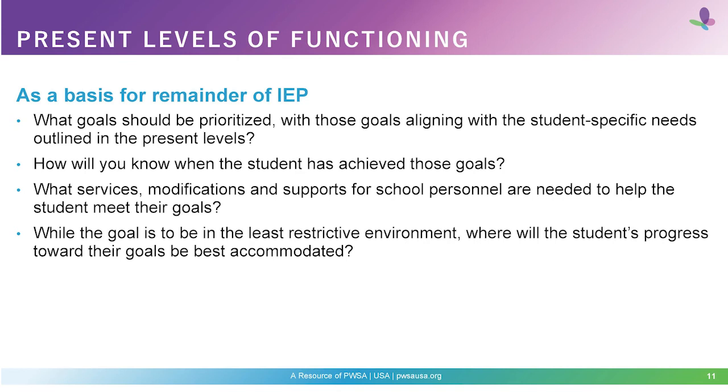So obviously, talking about goals, those goals need to align with the student's specific needs that are outlined back in your present levels. You're going to really want to talk about how you will know when your child has achieved those goals. You don't want it to be just some nebulous statement where you're like, I don't know if they met that goal. Your goals should very clearly lay out that your child will be able to do this many times to know that they've accomplished it. You're going to start talking about what services, modifications, and supports for school personnel are needed to help your child keep moving forward.